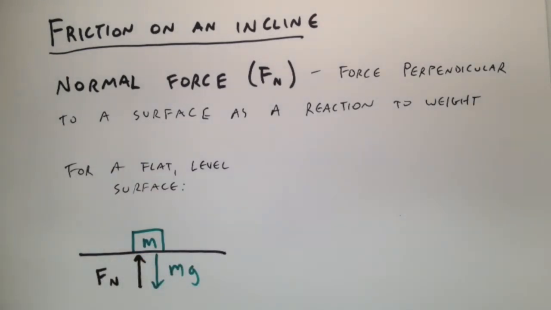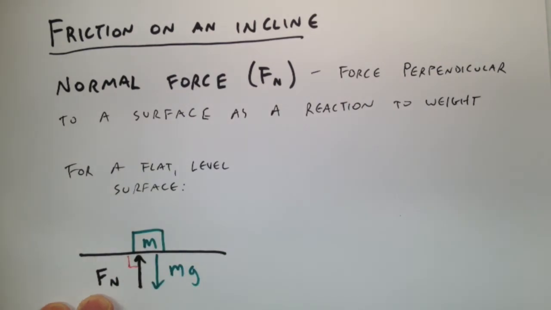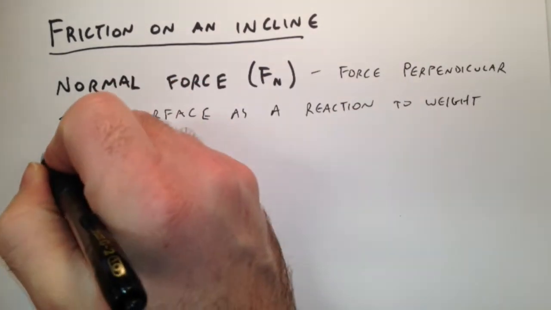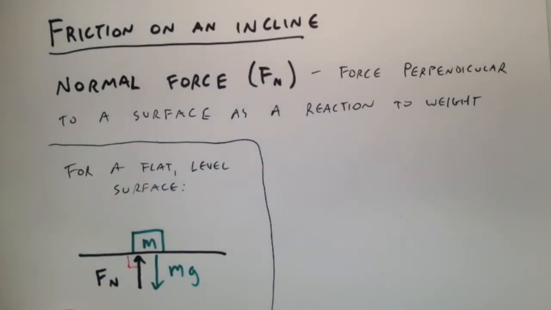Do you remember that little right angle symbol that you use in geometry class? I'm going to add one, just so you know. That's perpendicular to the surface. That's on a flat and level surface. And that's why for the past couple of days, we've been able to use the weight, mg, in the equation for friction. But no more.